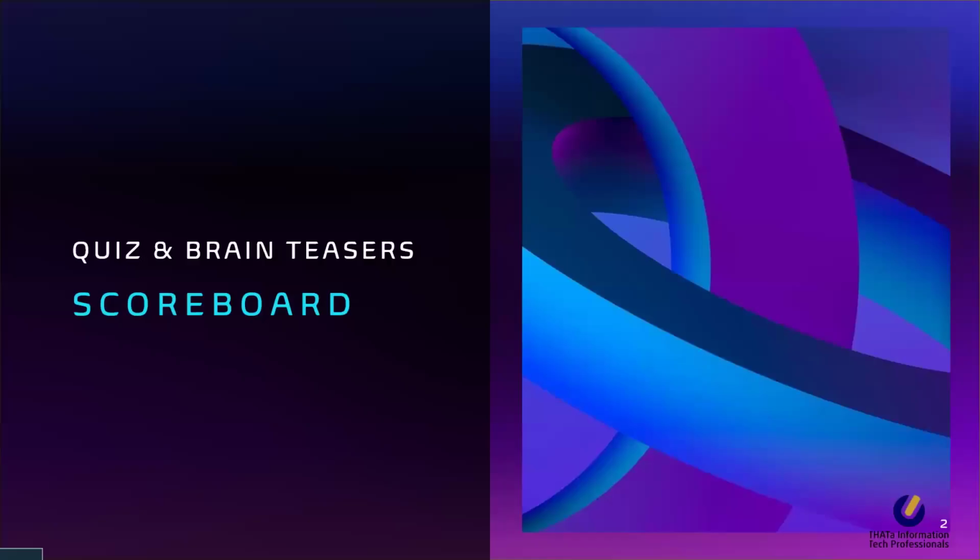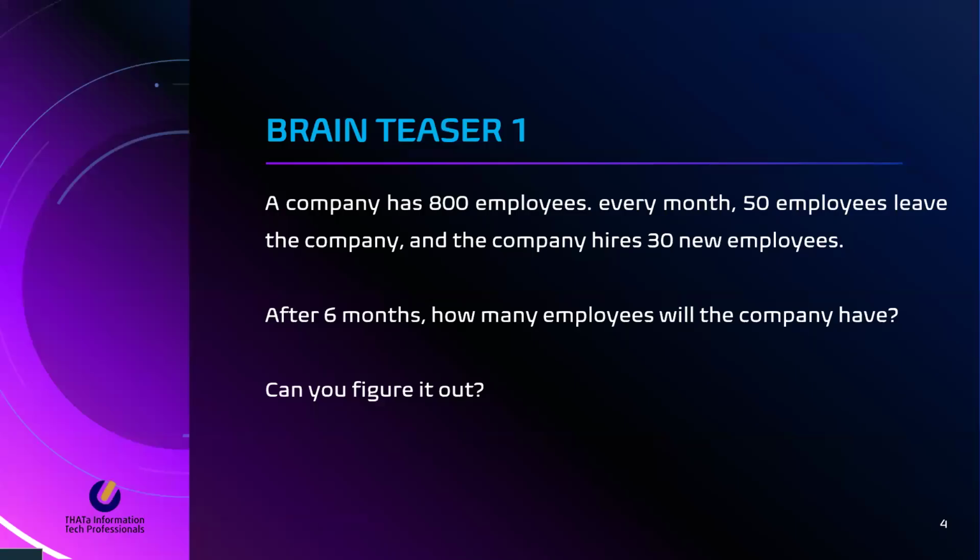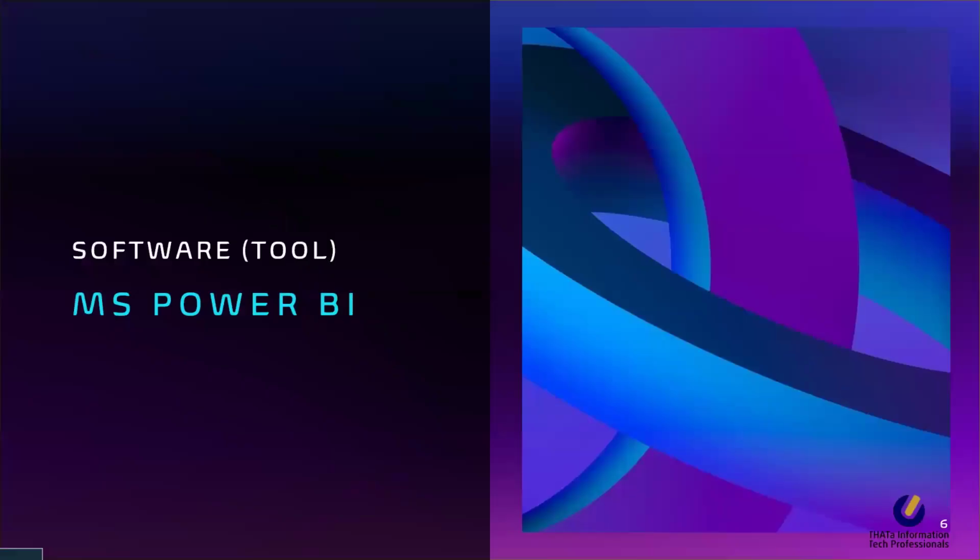All right, so we'll just run through this. Our scoreboard, as you know, I posted on our WhatsApp group and Telegram the last time. Isola is still leading the class with Samuel A and Muyiwa. The first three to join the class today already have 3 marks, as the two Professor Pauls and Mrs. Bisola once again.